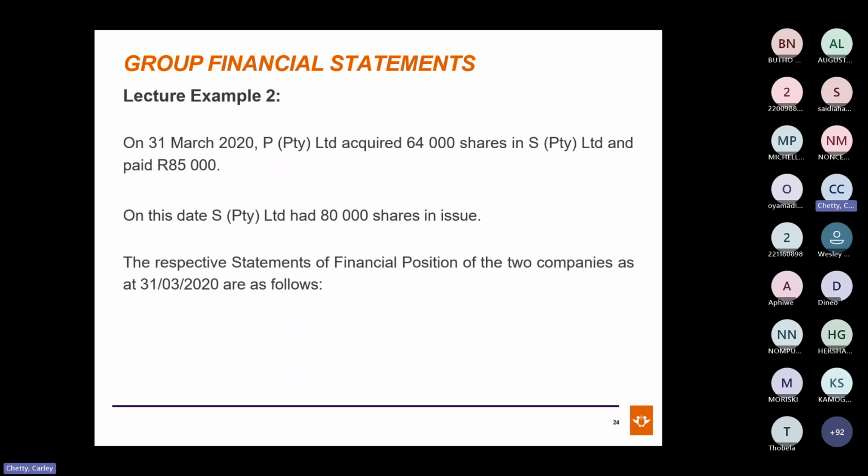Let's now have a look at example 2. So in example 2, okay, we're on slide 24 if you guys want to follow. On 31 March 2020, PTY Limited acquired 64,000 shares in SPTY Limited and paid 85,000 Rand. On this date, SPTY Limited had 80,000 shares in issue. The respective statements of financial position of the two companies as at 31 March 2020 are as follows.